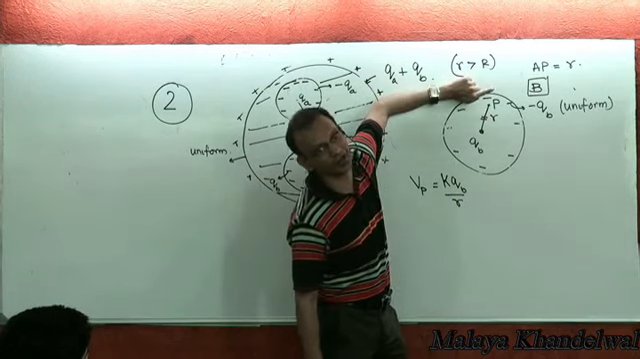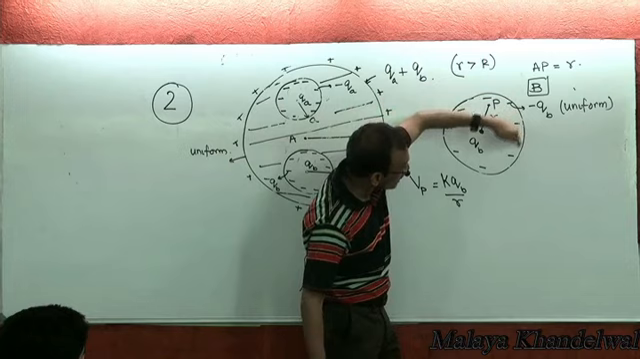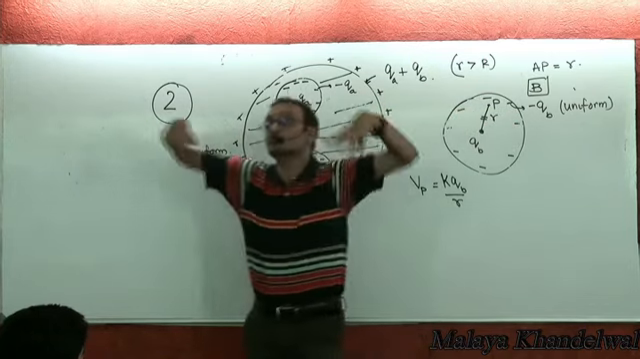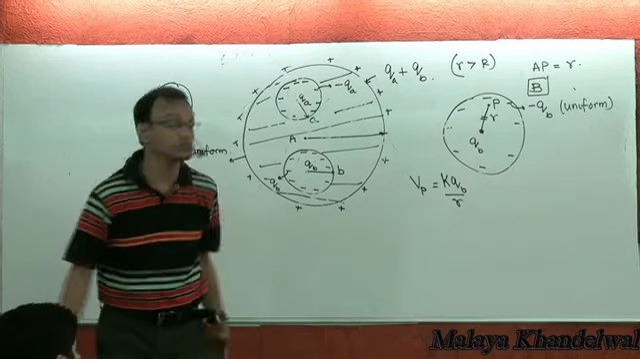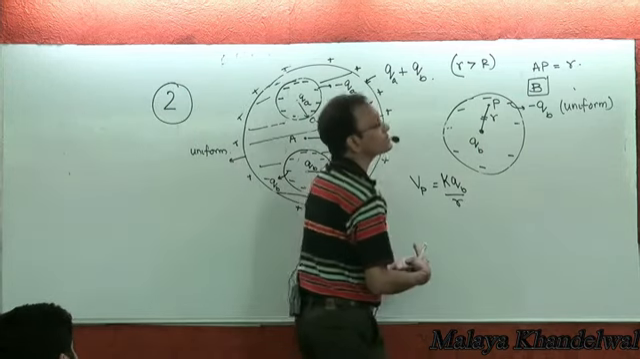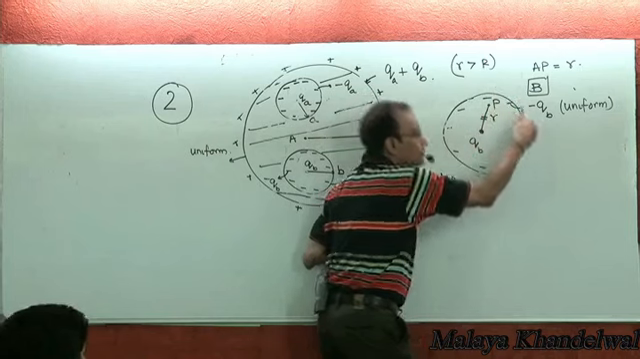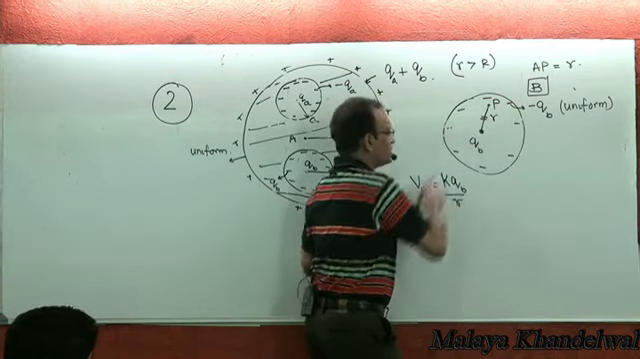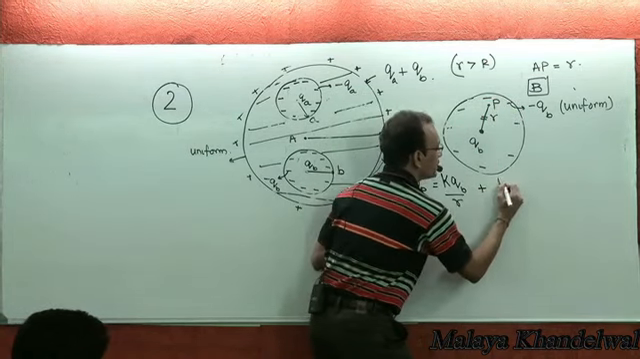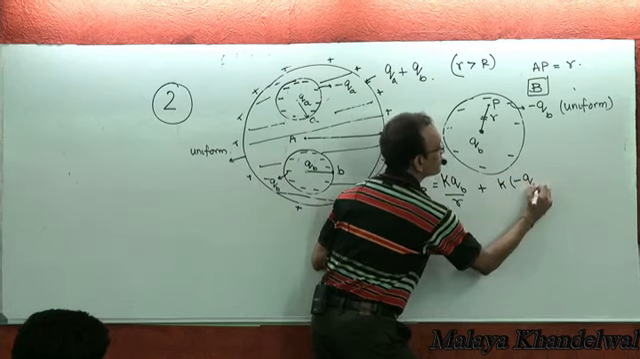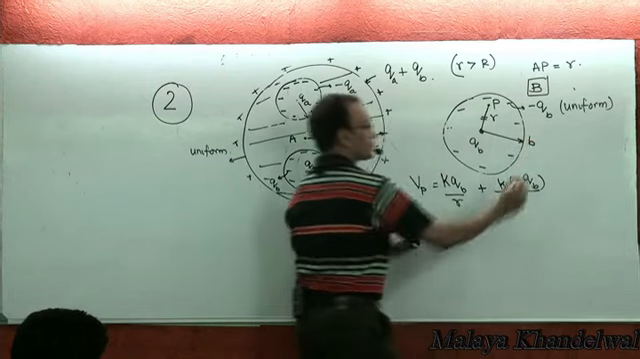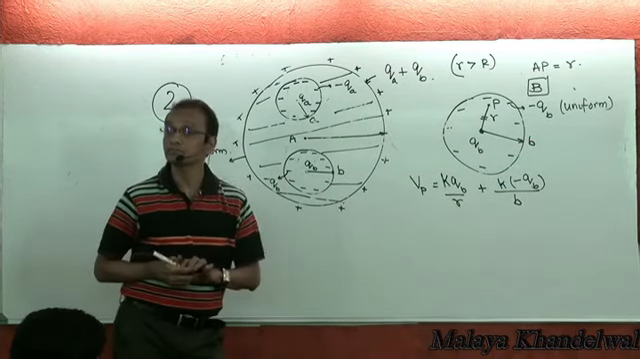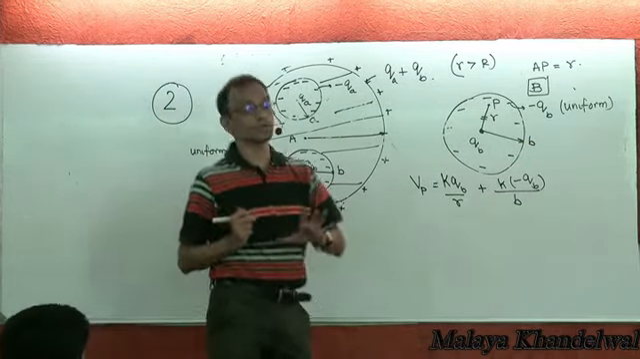QB does not produce zero electric field at this point, but this charge minus QB will produce zero electric field everywhere inside the cavity, a region of uniform potential. Now, what's the potential that it produces? Potential on the surface of this, because of minus QB alone, is going to be K times minus QB divided by the radius of this sphere. Yes or no? No, not the end of the story.